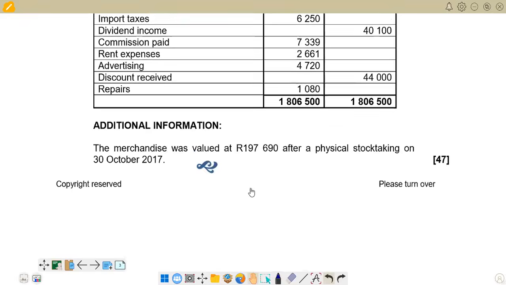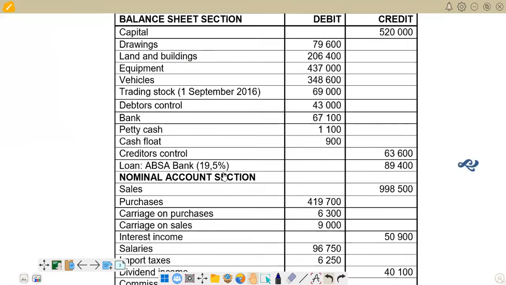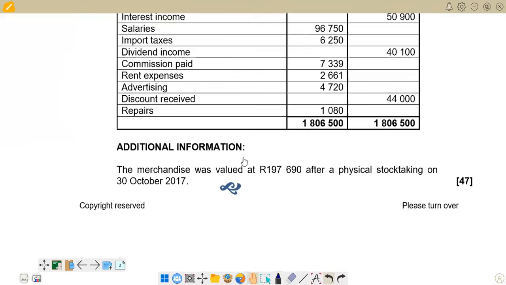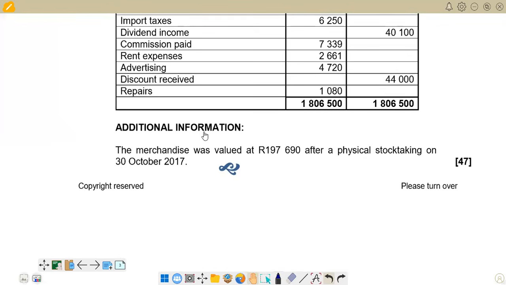And then go to additional information. The merchandise was valued at 197,690 rands after physical stock taking on 3rd October 2017. So this is the information that we have. Let's take note that the statement that we are given here is a trial balance, and usually the opening stock will be given in the trial balance. Then if you move down, we see that we are given the closing stock under additional information, where the merchandise was valued at 197,690 rands after physical stock taking on 3rd October 2017.